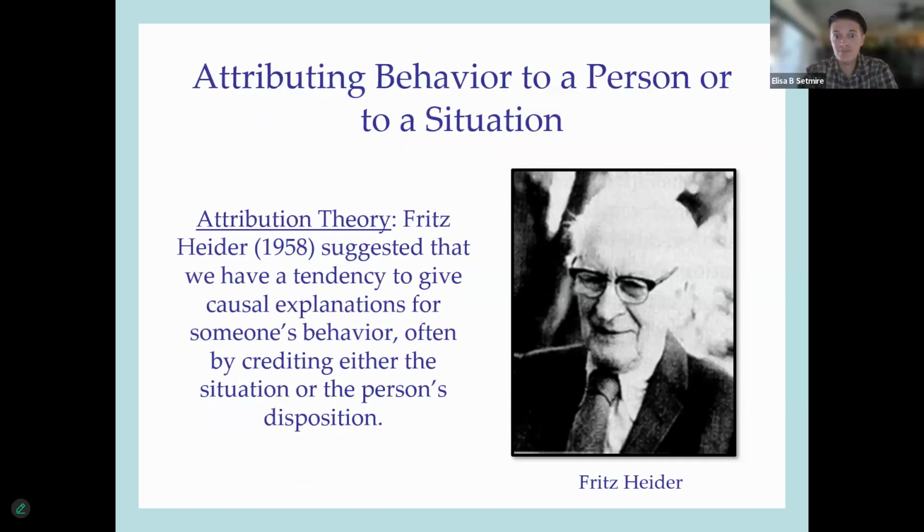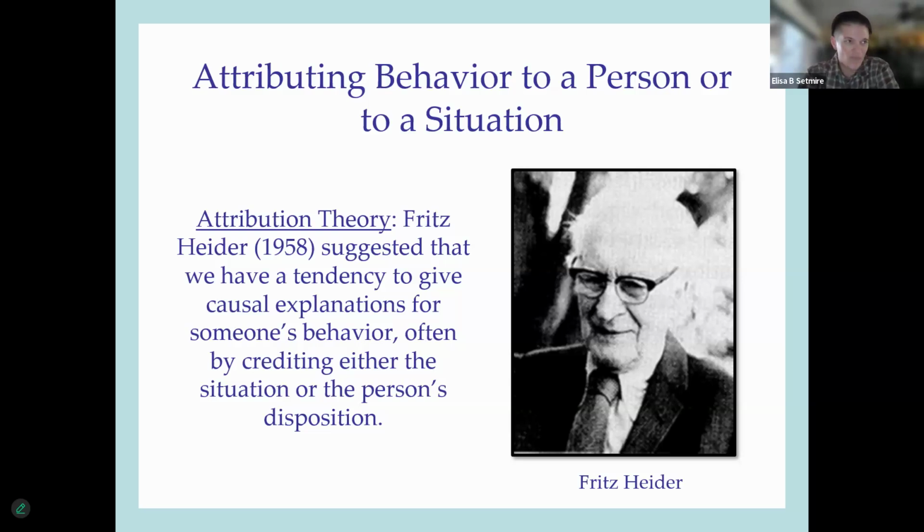So one of the big names in social psychology is a man named Fritz Heider. And Heider is credited with something called attribution theory. This theory suggests that we have a tendency to give causal explanations for someone else's behavior, either due to crediting the situation or crediting the person's disposition. So from this perspective, we're looking at, is it somebody's personality that explains why they did something? Or is it more the result of situational factors?